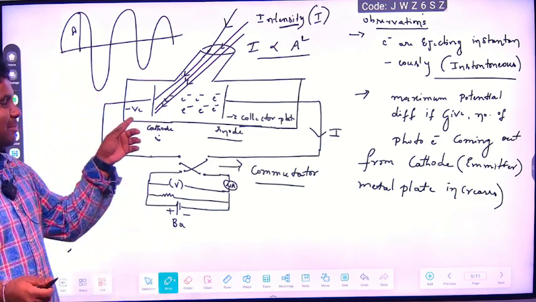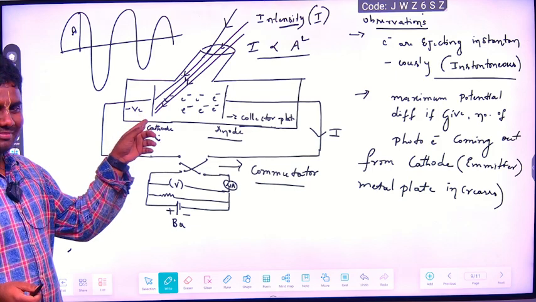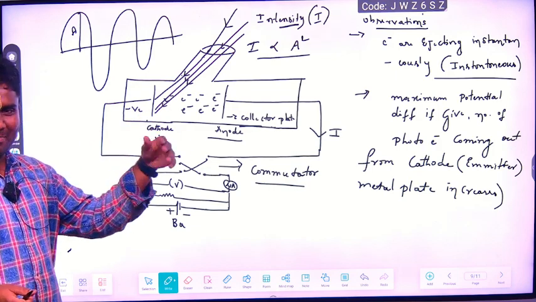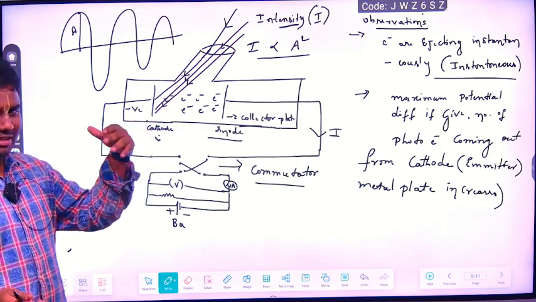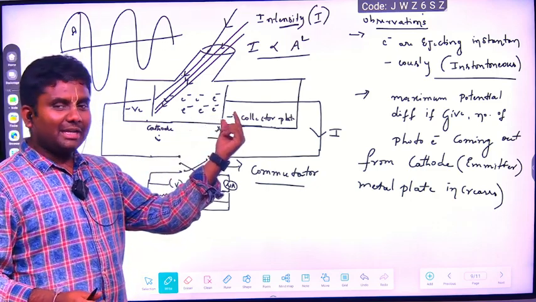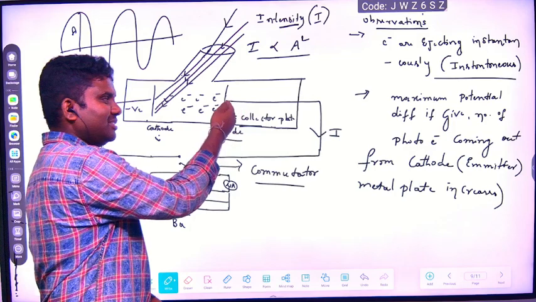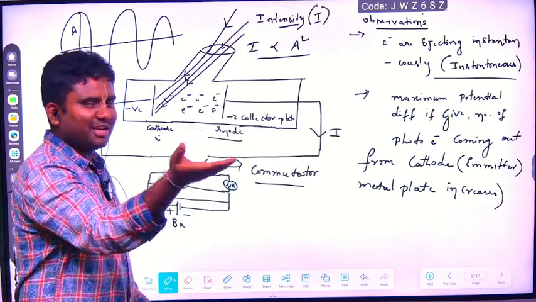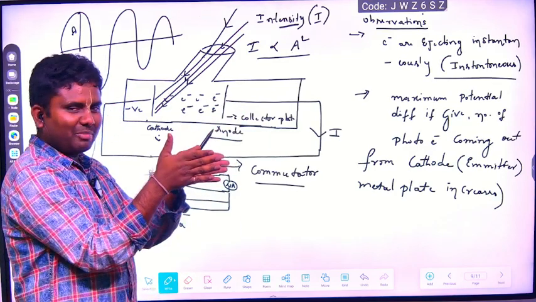No, positive potential applied to the emitter plate. Now what happens? Electrons will reduce in going out. Even negative potential applied to the collector plate. Negative means this is negative and the charge is also negative, electron is also negative. Negative or negative, what happens?